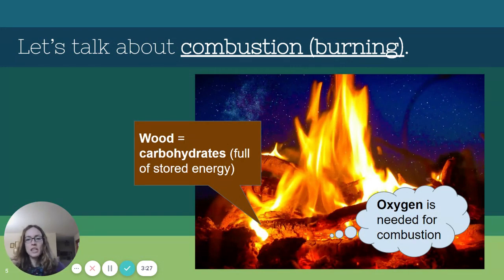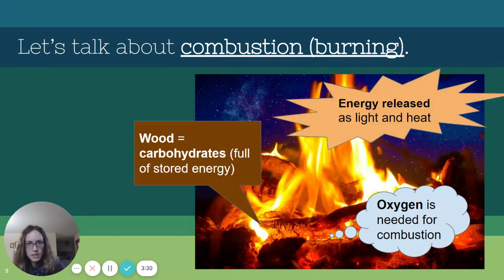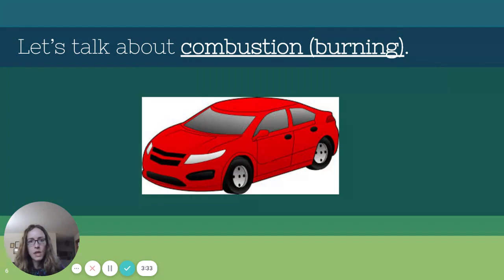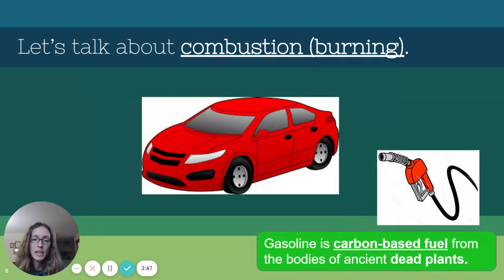So combustion needs fuel and it needs oxygen, and then it's exothermic and it releases energy in the form of light and heat. If we look at another example, like combustion in your car, most of our cars, unless you have a truly electric car, have internal combustion, which means you have gasoline, which is fuel. Gasoline is actually a carbon-based fuel that comes from the bodies of ancient dead plants. So there's a connection between wood and gasoline, because fossil fuels are basically the bodies of ancient plants, hundreds of millions of year old plants that got trapped under the ground and transformed into coal or oil or gasoline. Gasoline comes from oil.